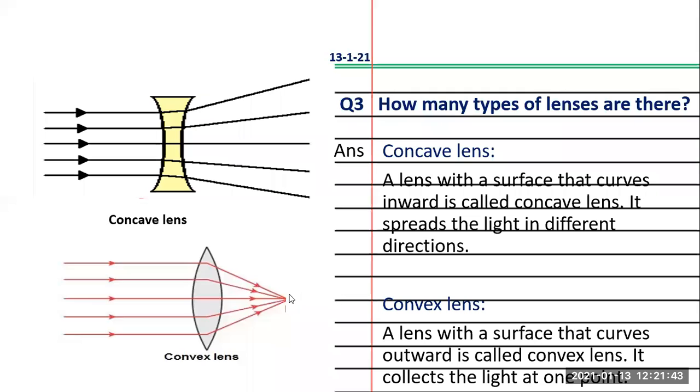Okay, everybody has seen the lenses here, and let's compare the definition. We came to know that the concave lens is curved inward, as you can see in the diagram. And what is it doing? It is spreading the light in different directions. And convex lens is spreading the light at a point. Not spreading, it is collecting the light rays at a point. So here in the diagram, you can see very properly.